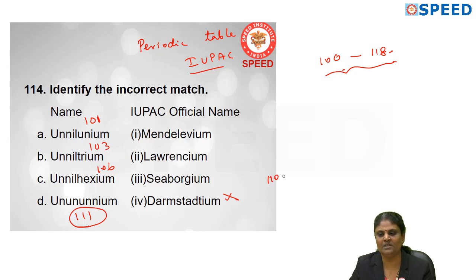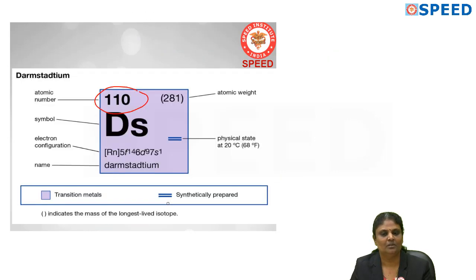110 means you write unnilnilium, and that is the correct answer. But here, instead of nillium, unnium is given, so this one is wrong. Okay, so this is the atomic number for this darmstadium.